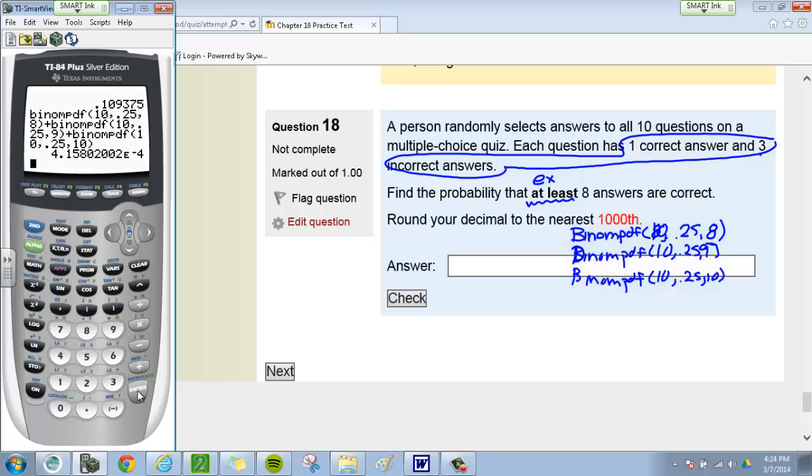What? What did I do wrong? Did I put something weird? 8, binomPDF, 10, comma 0.25, 9, 10, comma 0.25, 10. So the probability, 1 correct answer and 3 incorrect answers. Probably getting at least 8 correct answers. So it's really small. That's a really small answer. I don't see anything wrong up there. Did I add something weird? binomPDF, binomPDF, binomPDF.